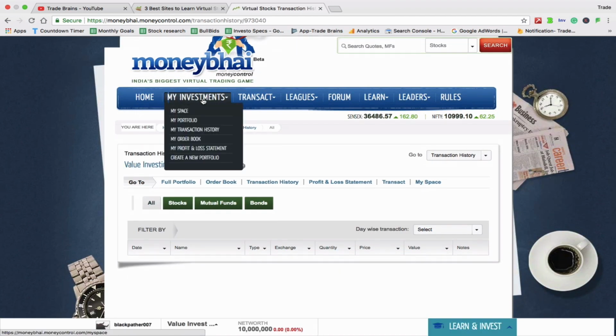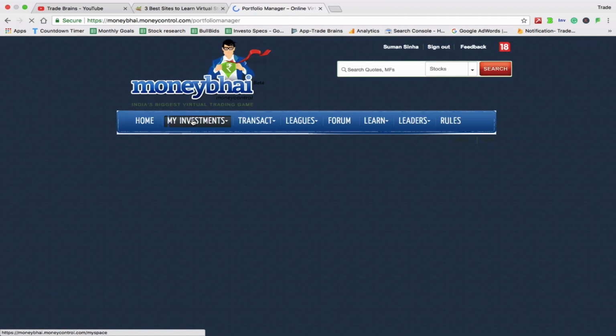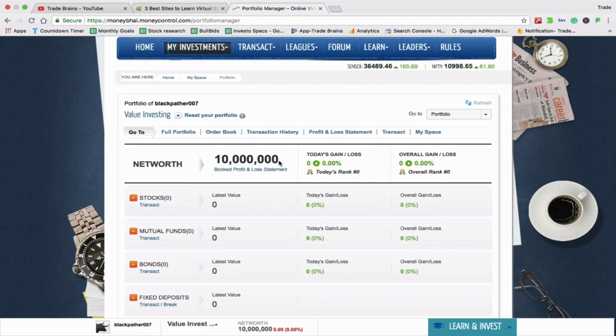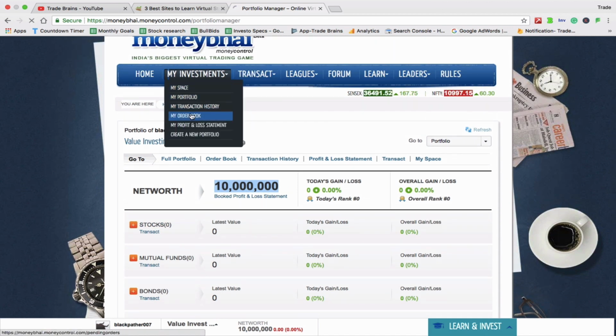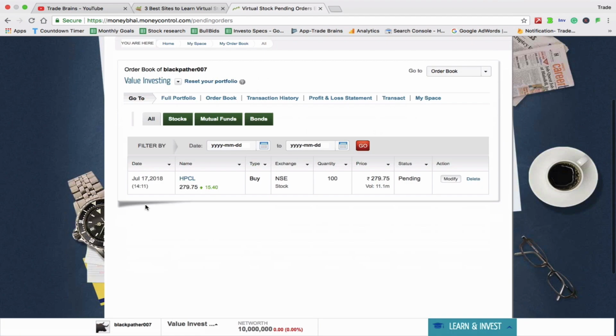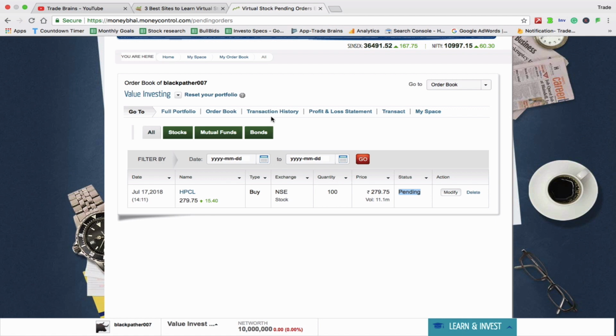And here if you go to my investment and portfolio, then currently it's showing rupees 10 lakh as total cash. It will change to stocks, how much stock you are holding and their price. So let's again go to this order book and let's see if it's completed or not. It's still pending. It's taking a little time. Generally it doesn't take a lot of time.